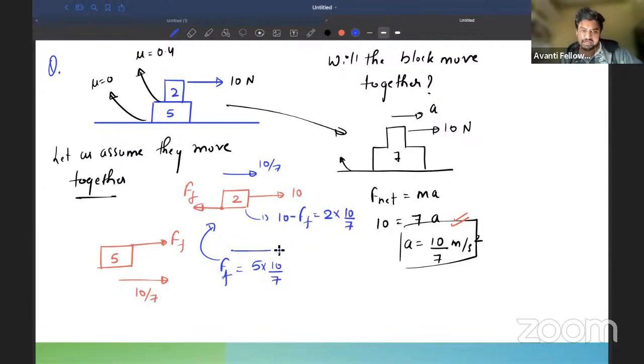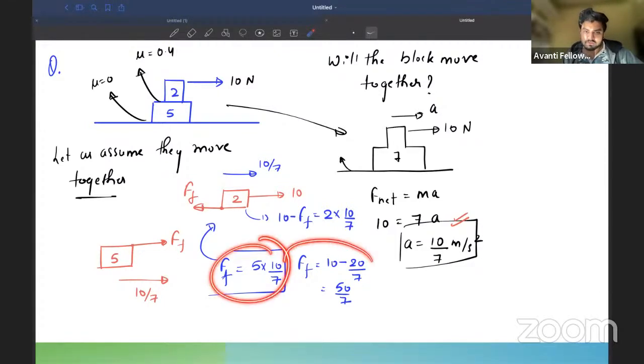So now let's calculate FF. कितना होगा यहाँ से? FF is equal to 10 minus 20/7, that is 70 minus 20/7 over 7, which is 50/7. क्या 50/7 दोनों FF आ रहे हैं? चेक करो. Both FF are coming 50/7?